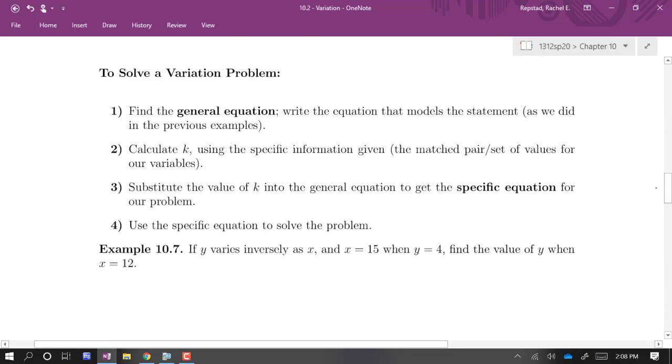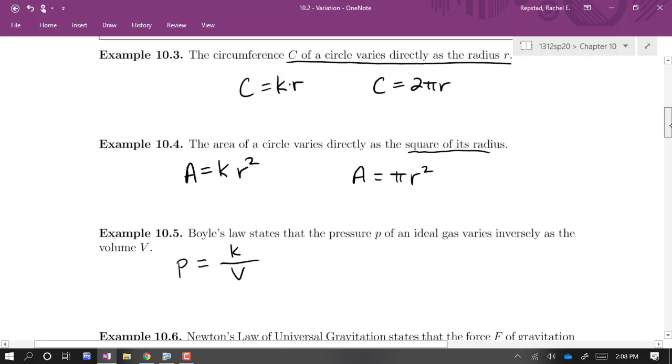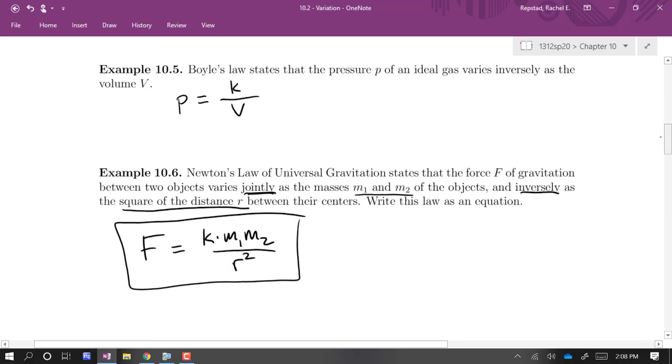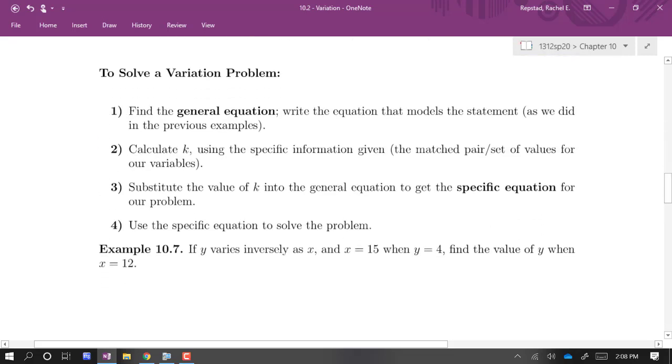Solving a variation problem involves the following steps. They're going to describe it in English, and the first thing we do is try to write the general equation that models the statement, like what we did in these examples. A is equal to k times r squared. P is equal to k over v. That's what is described when they say that this varies inversely as the volume v. Okay, so we write that general equation.